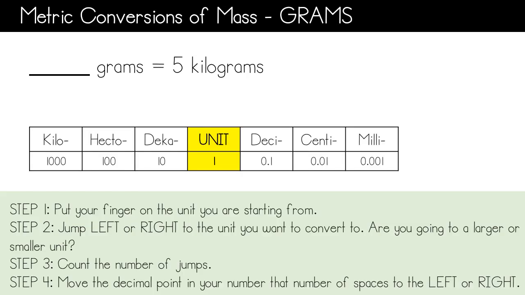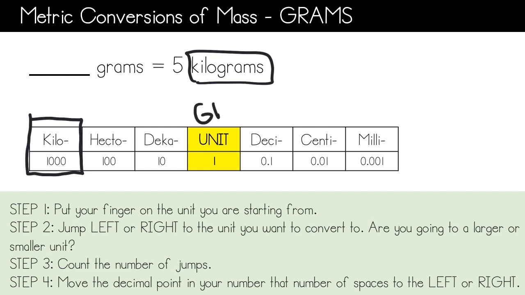Now let's look at some conversions. Blank grams equals 5 kilograms. Step number 1, put your finger on the unit that you are starting with. We are starting with kilograms. So I'm going to come over here. This is where we're starting. Starting with kilograms, I need to go to grams. Oh, grams are not on here. Oh yes, it's a unit. So I'm going to grams. It's right here, our unit.